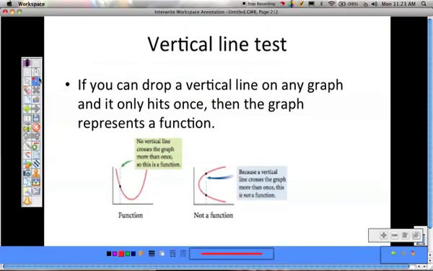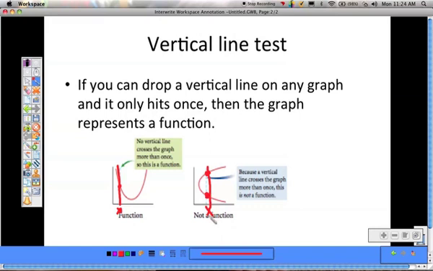Okay, so let's take a look at graphing. It passes something called the vertical line test. If you drop a vertical line on any graph, it should only touch the graph once. And if it does, it's a function. And the reason is, at this x value there are two answers, and that is not a function, because for every input there should only be one answer, one y value.